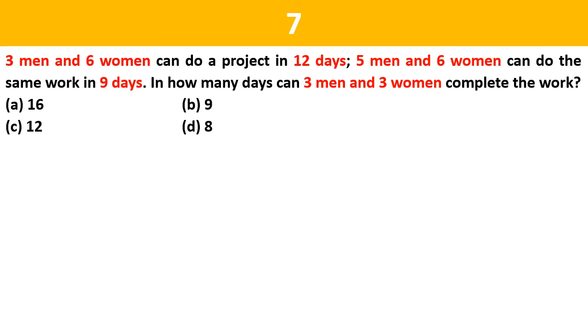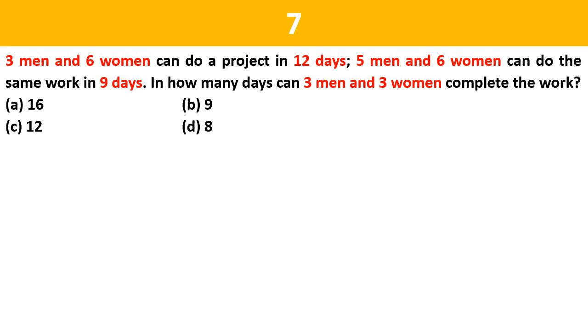Problem number 7. 3 men and 6 women can do a project in 12 days. 5 men and 6 women can do the same work in 9 days. In how many days can 3 men and 3 women complete the work? Again, in such type of questions, either you need to solve the problem in terms of men or in terms of women. Now, how many men are equivalent to how many women is not directly given in this question, so we should determine that.